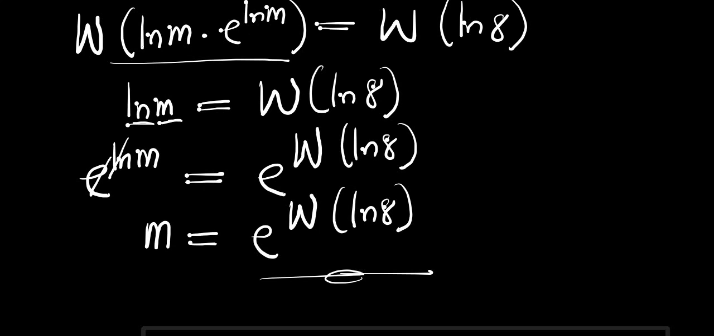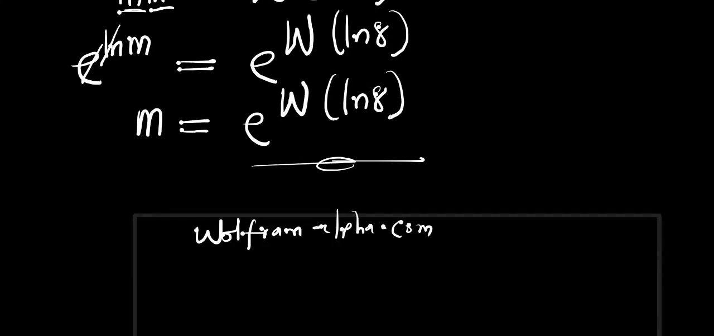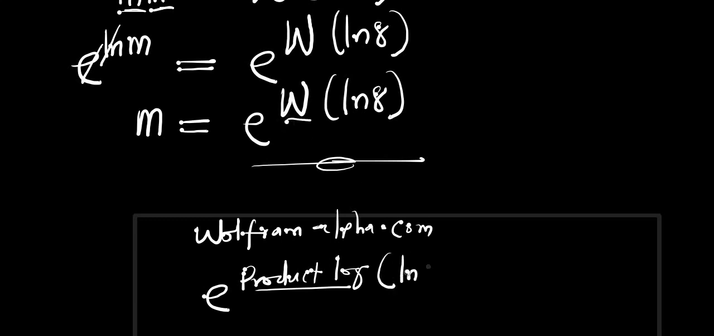So in that case, you need to visit a website. That website is wolframalpha.com. When you get there, you type in e power product log. So this product log here represents the Lambert W function. You have product log of ln of 8.